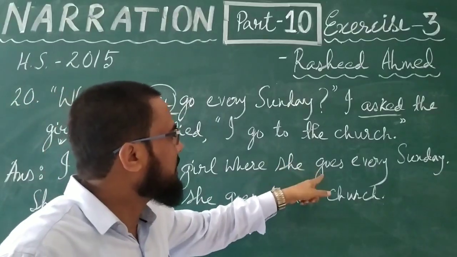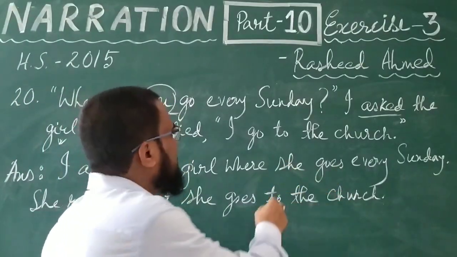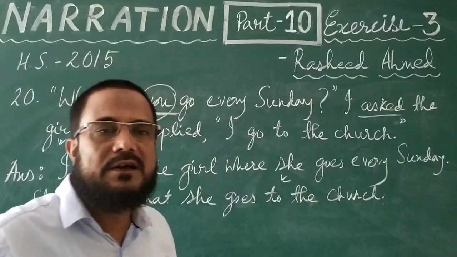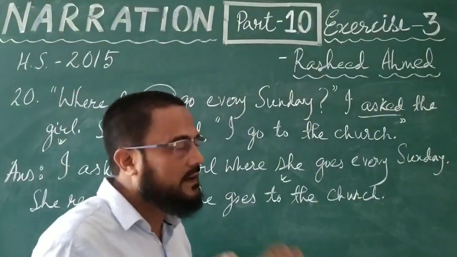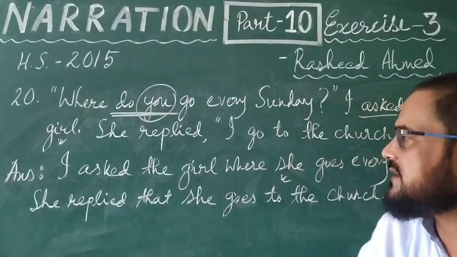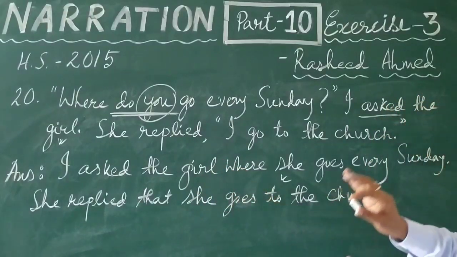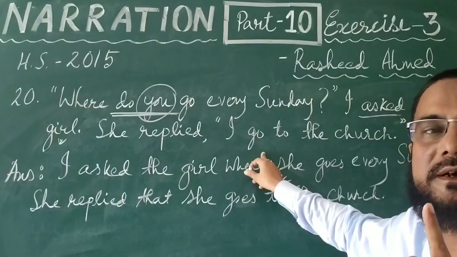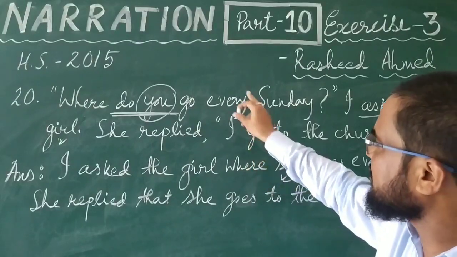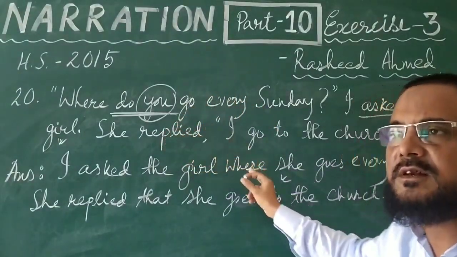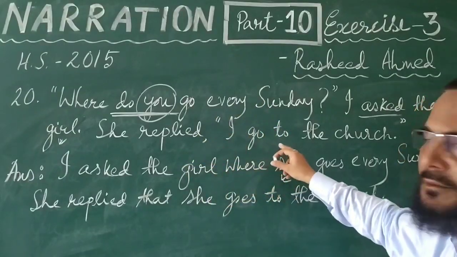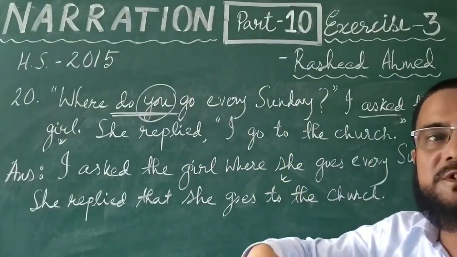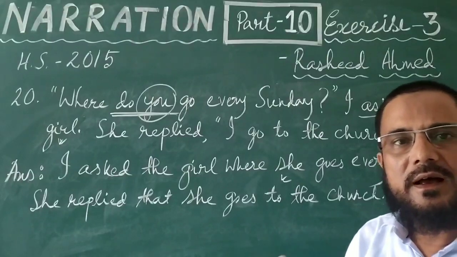Then in simple present tense, after "go", "es" will be added because the subject is third person singular. I asked the girl where she goes every Sunday. And the reply given by the girl is, she replied, I go to the church. So this reply is also a universal truth. It is also a habitual action, because the question was about a habitual action and this reply was given to that question only. So it is also a matter of habit. She refers to her weekly visit to the church. So it is also a habit.